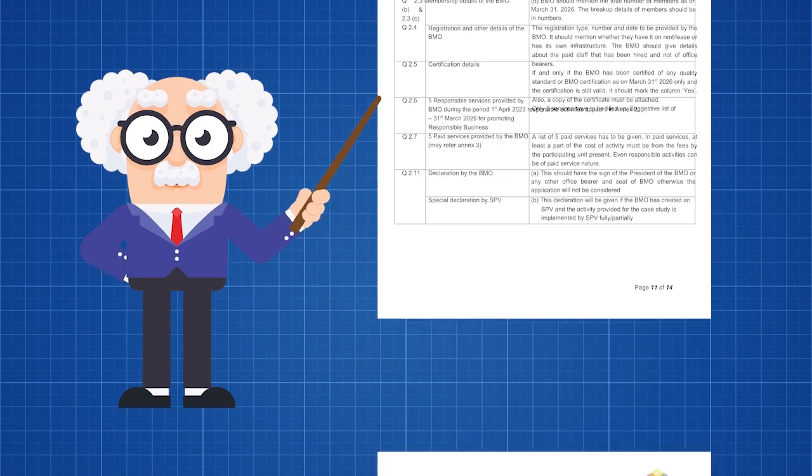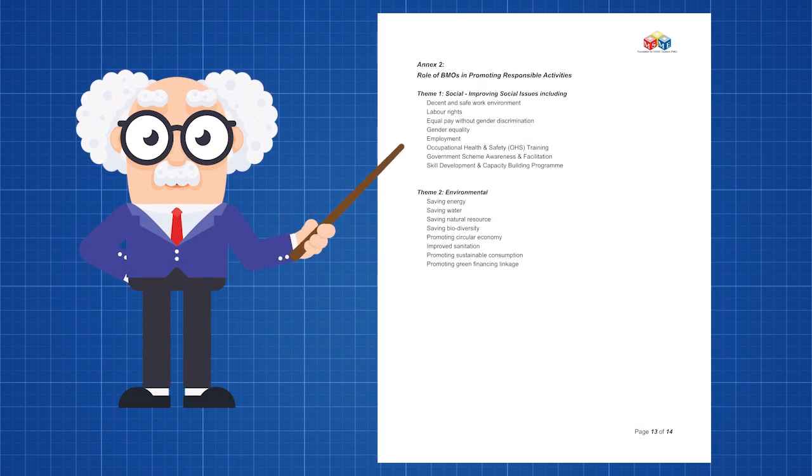Annex 2, Role of BMOs in promoting responsible activities. This annex gives you 2 themes to help you classify and think of ideas for your responsible activities. Theme 1 is social and includes decent and safe work environment, labor rights, equal pay without gender discrimination, gender equality, employment, occupational health and safety training, government scheme awareness and facilitation, and skill development and capacity building programs.